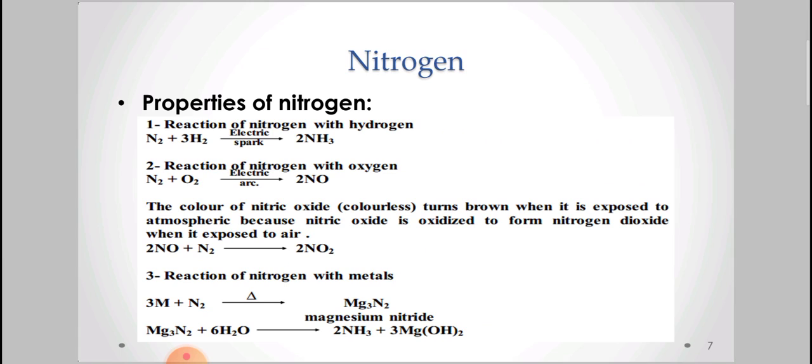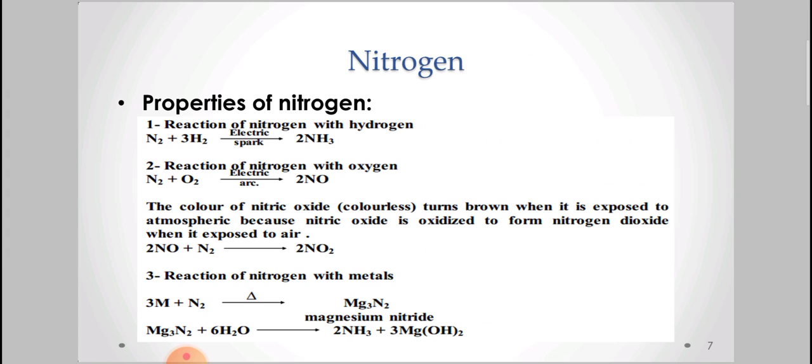Properties of nitrogen. Reaction of nitrogen with hydrogen: N2 plus 3H2, in an electric spark, gives 2NH3. Reaction of nitrogen with oxygen: N2 plus O2 gives 2NO. Nitric oxide is colorless and turns brown when exposed to air because it is oxidized to form nitrogen dioxide: 2NO plus O2 gives 2NO2.